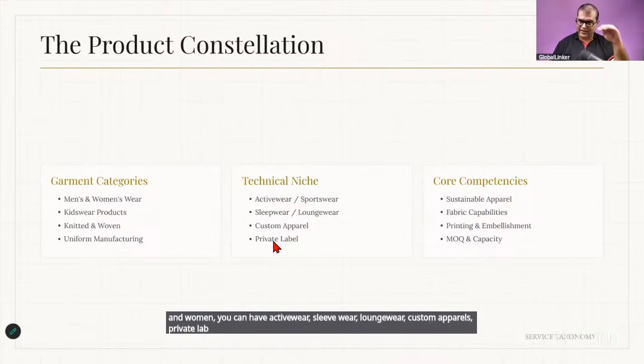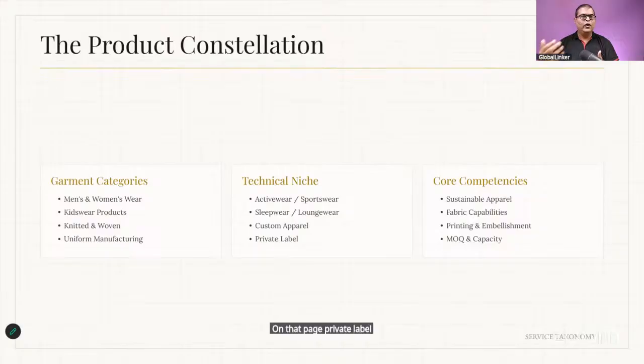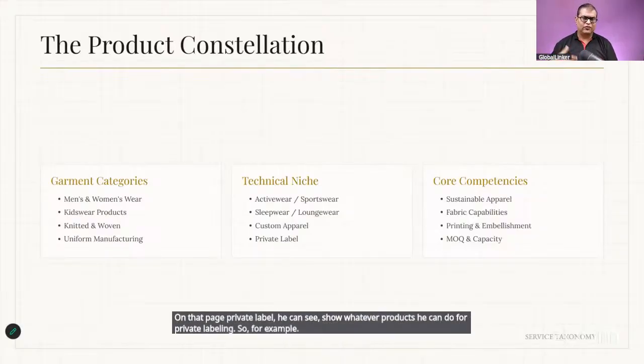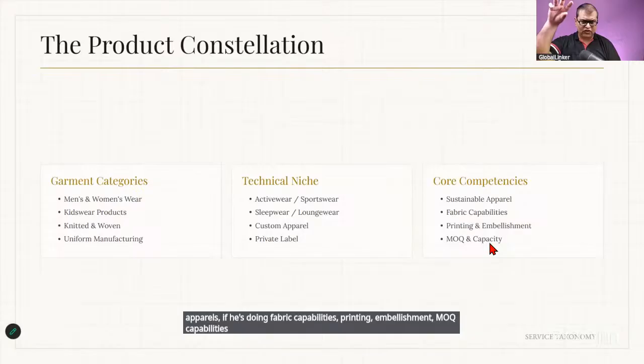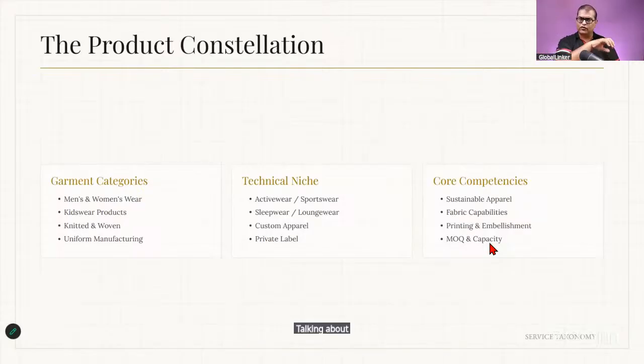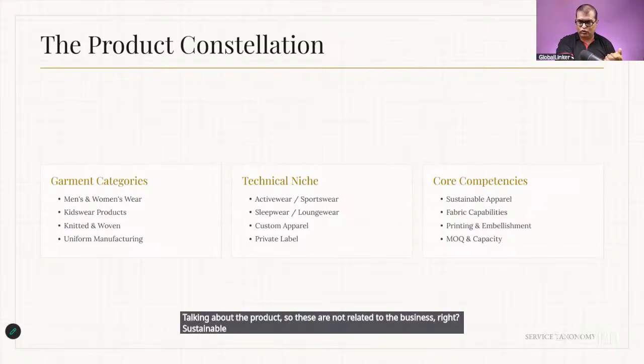So if he's doing private label, he can create a page. And in fact, on that page, he can show whatever products he can do for private labeling. So for example, he can do t-shirts, which are private labeling. So you can show those there. And then core competency, sustainable apparels, if he's doing fabric capabilities, printing, embellishment, MOQ capabilities, we can have separate pages talking about the product. So these are not related to the business, right? Sustainable apparel, if he's sourcing, is not related to the business. It is related to the product. So that's where related to the pages.